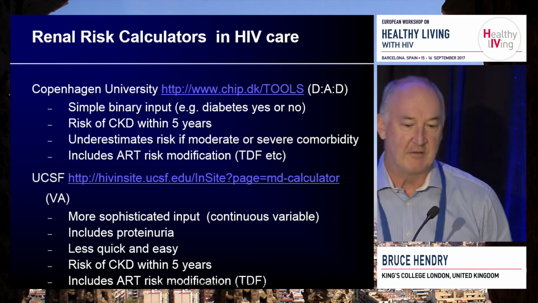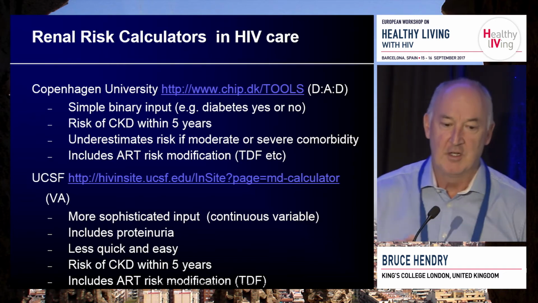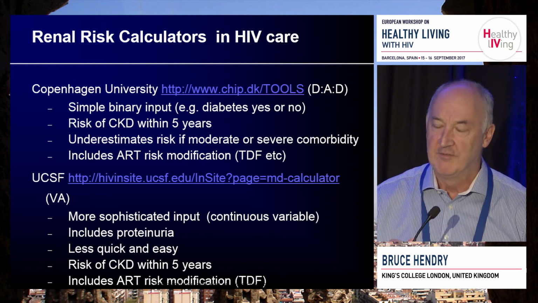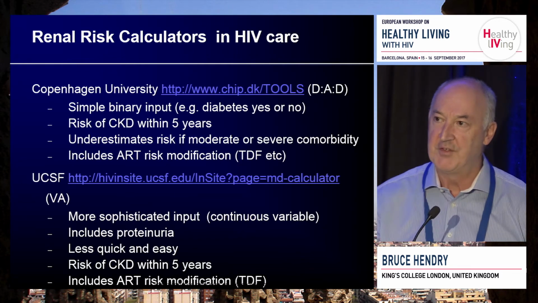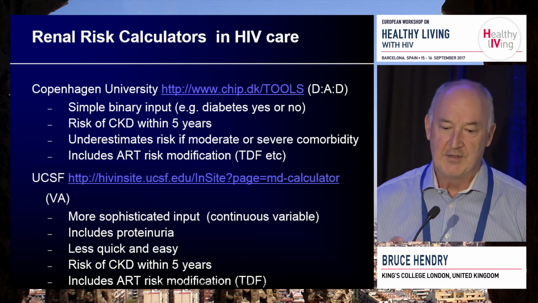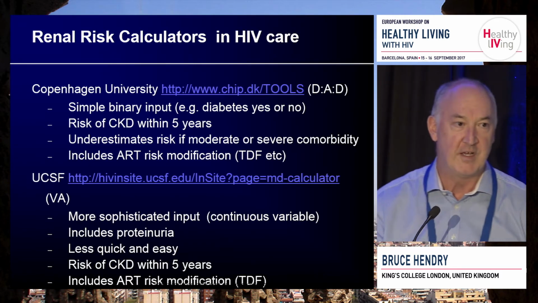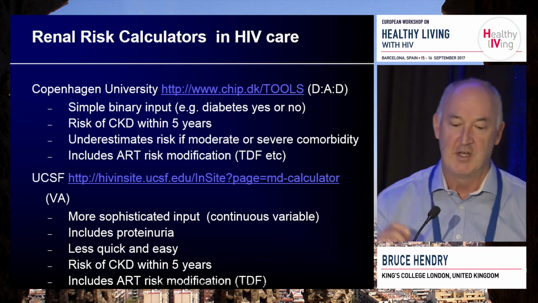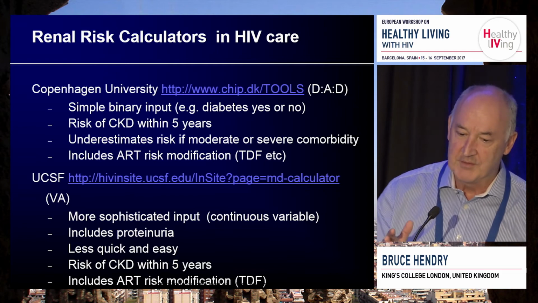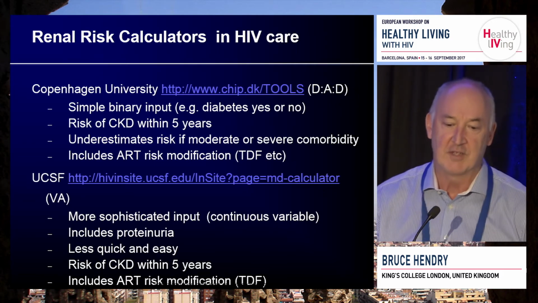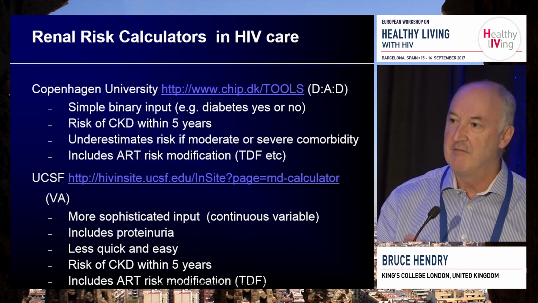So I mentioned renal risk calculators. The data from DAD is available as a calculator through Copenhagen University. Very simple to use, binary input: diabetes, yes or no. It gives you a risk of CKD within 5 years. It includes the ability to modify the risk by ART. If you're going to use TDF tenofovir, it'll tell you what risk change takes place. If you use atazanavir, it'll do the same for you. In my view, having done some analysis of this risk calculator, if your comorbidity is severe, it tends to underestimate its importance.